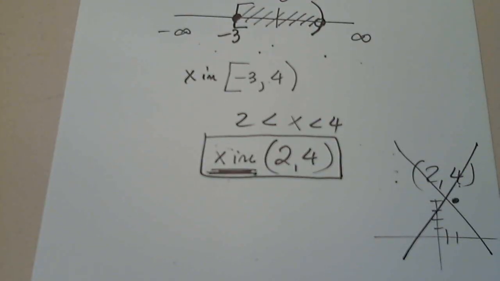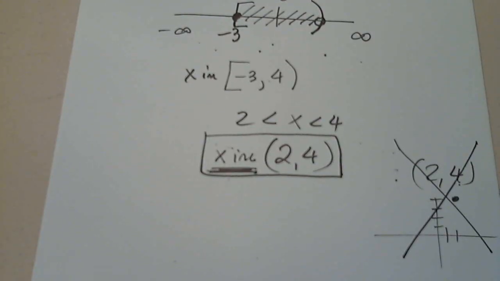Graph the inequality, x greater than or equal to negative 2. A, B, C, D. Yes, a bracket at negative 2 and direction to the right.